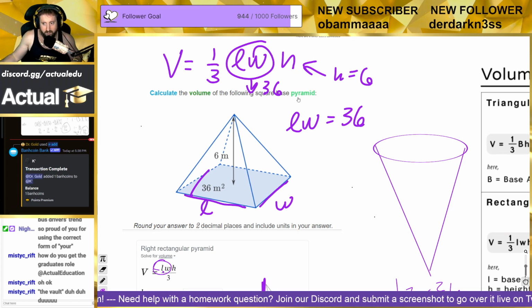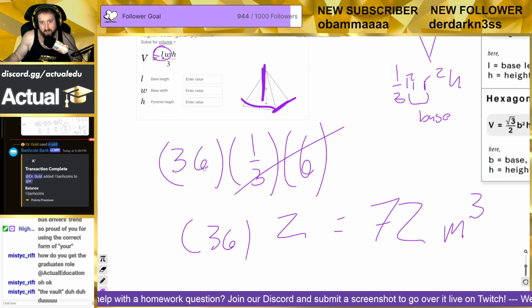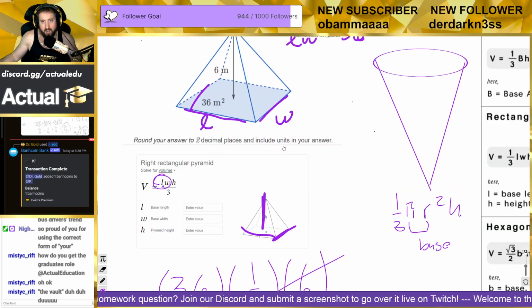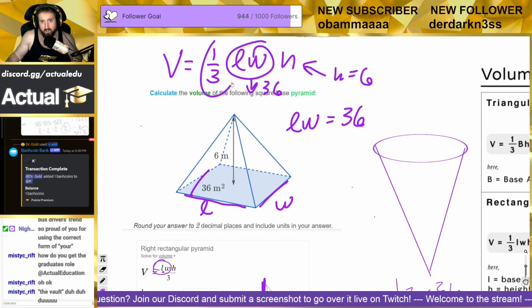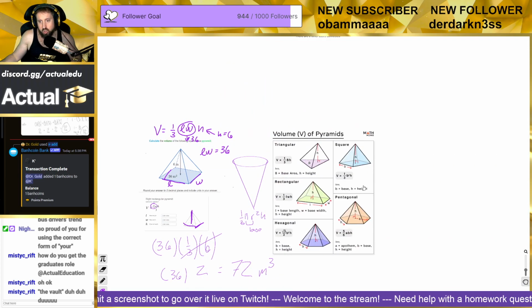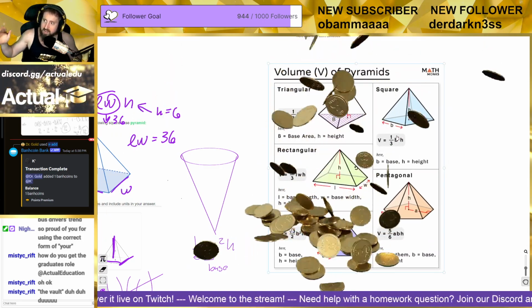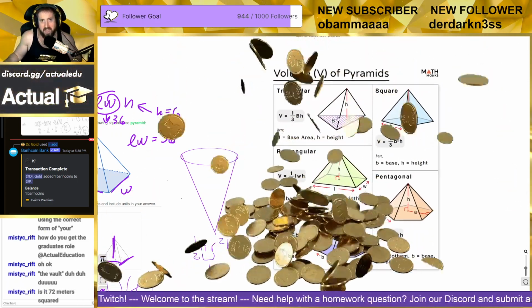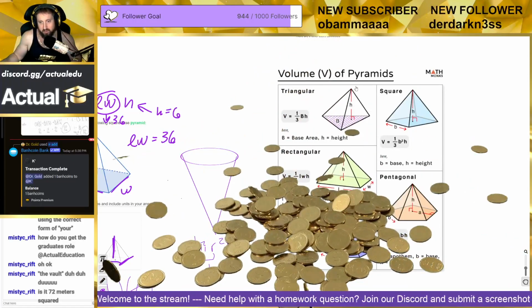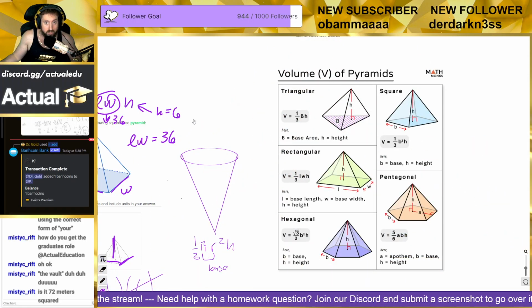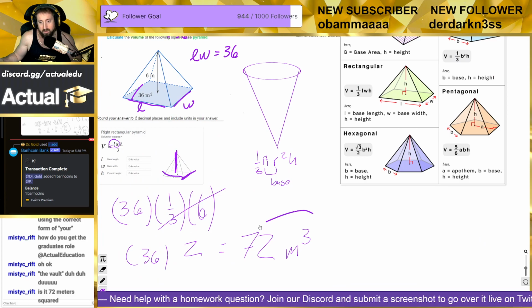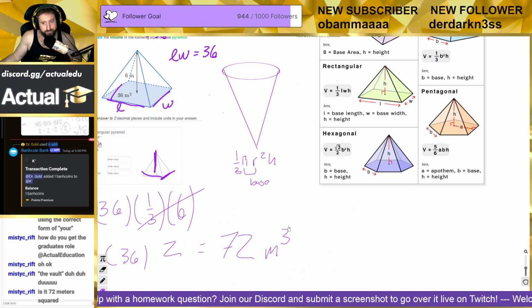If you do the math, it's not that bad. It's 1/3, so I do 1/3 times the 6 first. 1/3 times 6 is just 2, and then 2 times 36 is 72. It's a lot easier to do. This generalizes to any pyramid with that base, and the volume is 72 cubic meters. Volumes are always cubic meters.